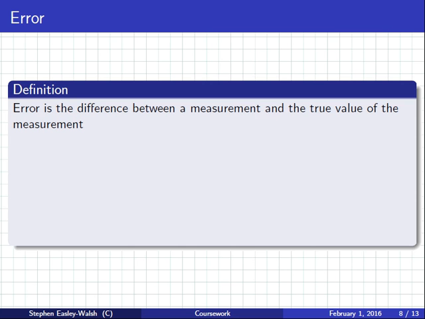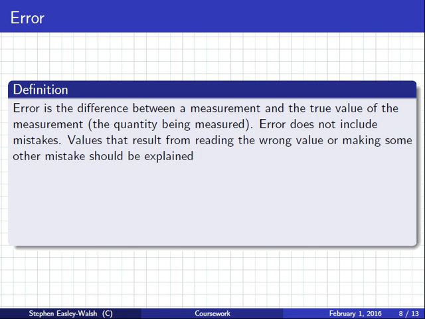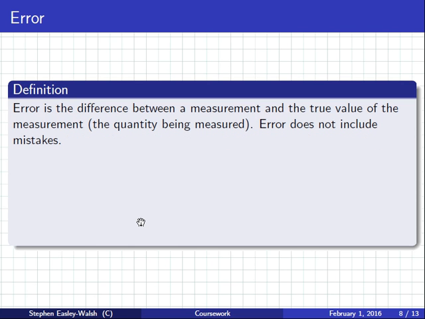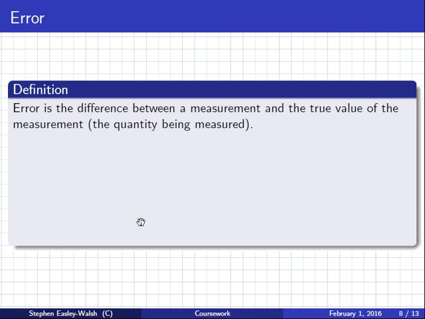Error is the difference between a measurement and the true value of the measurement. Error does not include mistakes. So you might say, how is this different from the previous definition? Just focus carefully. Previously we had accuracy. That's the difference between the measured value and the true value. But for error, that's the difference between the measured value and the true value of the measurement.